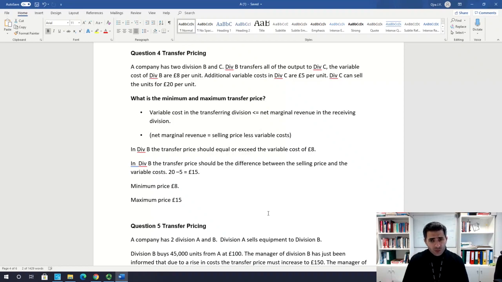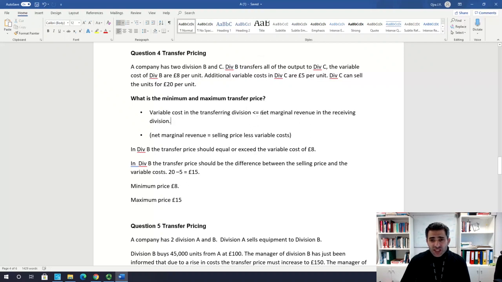So this is the formula which you need to follow, which is the variable cost in the transferring division. How much is the variable cost in the transferring division? The transferring division is the selling division, B, which is £8.